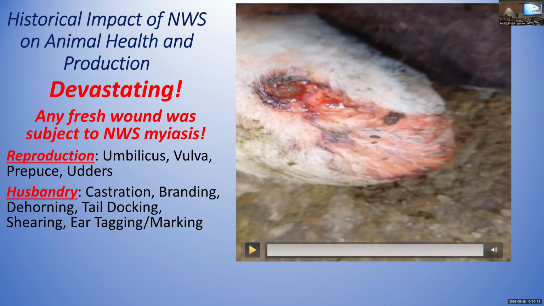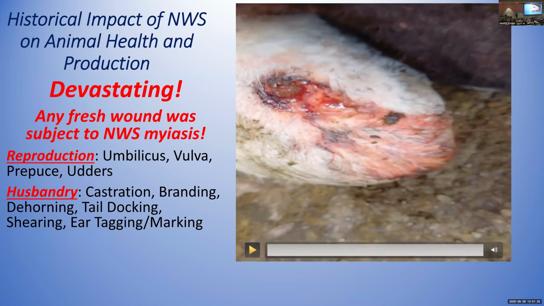I was a little kid when this happened. So it's a big deal, especially if it's in that animal. It's a big deal to that animal. Husbandry practices, again, we covered this already: castrating, branding, dehorning, tail docking, shearing, ear tagging, vaccinating. Think about an implant. Oh my goodness, that's a big old wound.